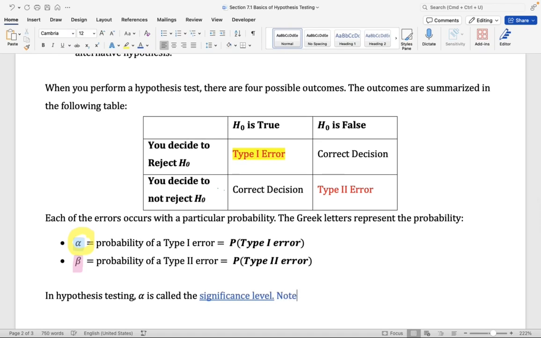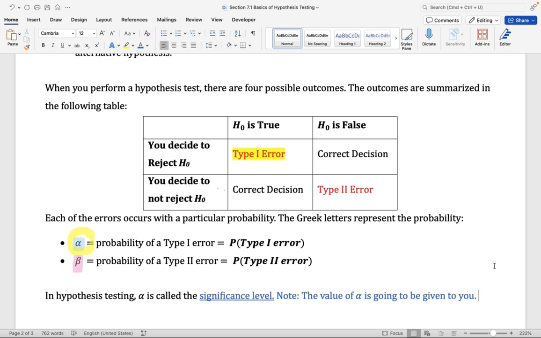And I'm going to make a note here. The value of alpha is going to be given to you. For example, if I tell you, perform a hypothesis test with alpha equal to 0.05. 0.05 is equivalent to 5%. You can think of this as the level of risk I'm willing to take when it comes to making a type 1 error. Usually we let the significance level be really small. The most common value for alpha is 0.05.